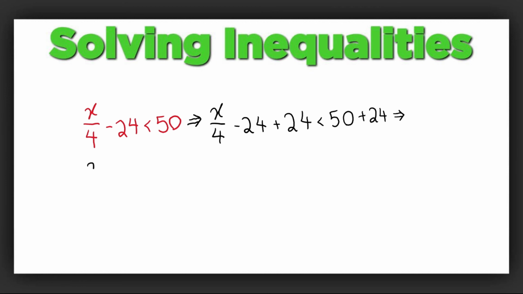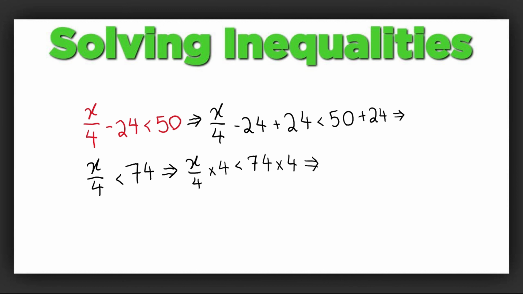We are going to keep x divided by 4. We are not writing negative 24 plus 24 again because it will be 0. Is less than 50 plus 24 is 74. Now we want to remove 4. X is getting divided by 4. The inverse operation of division is multiplication. So we are going to write x divided by 4 times 4 is less than 74 times 4.